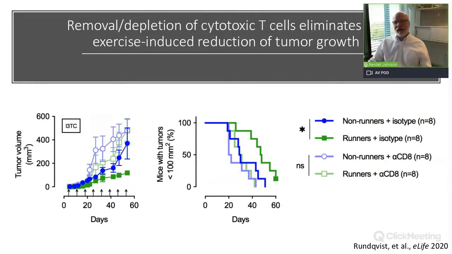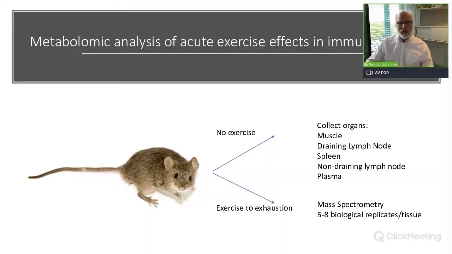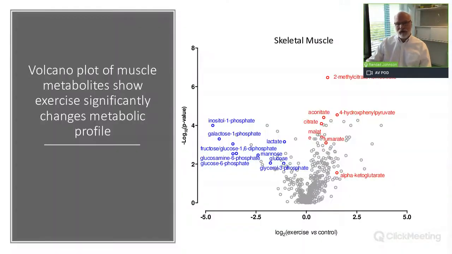Okay, so to go back here. If you use an isotype or use an anti-CD8 antibody to clear the cytotoxic T cells, you remove the exercise effect. That got us to start thinking much more carefully about what exercise is actually doing metabolically to T cells, particularly cytotoxic T cells. One of the first places we went was to look at it from the standpoint of mass spectrometric analysis of metabolites.